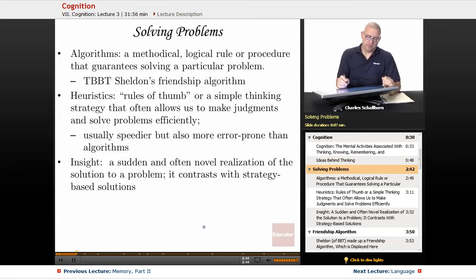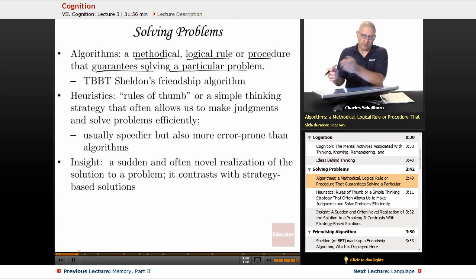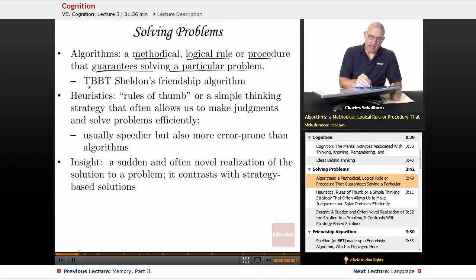Solving problems. One way to solve problems is like a computer does. It's a methodical, logical rule or procedure that guarantees solving a particular problem. It guarantees solving a particular problem. So there's step by step by step by step. And on the Big Bang Theory, there's Sheldon's friendship algorithm. And I have a drawing of that coming up.